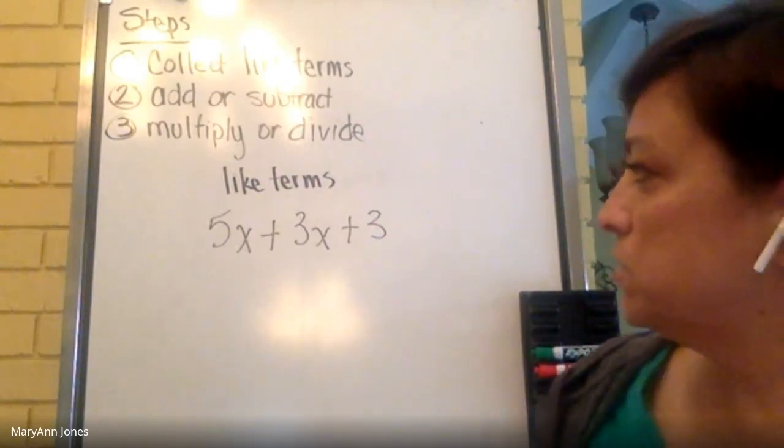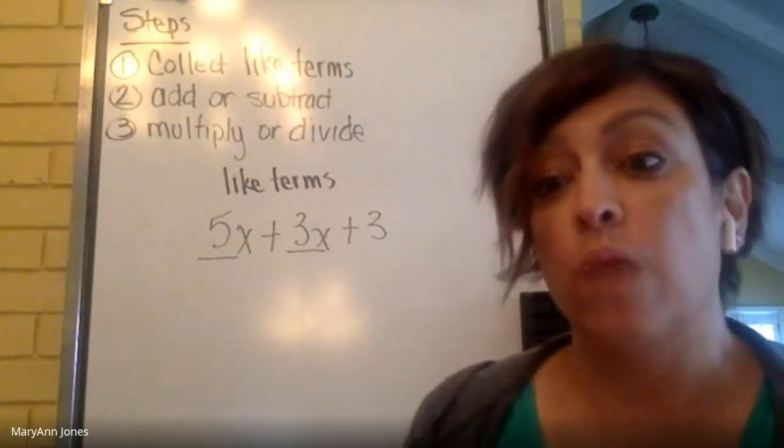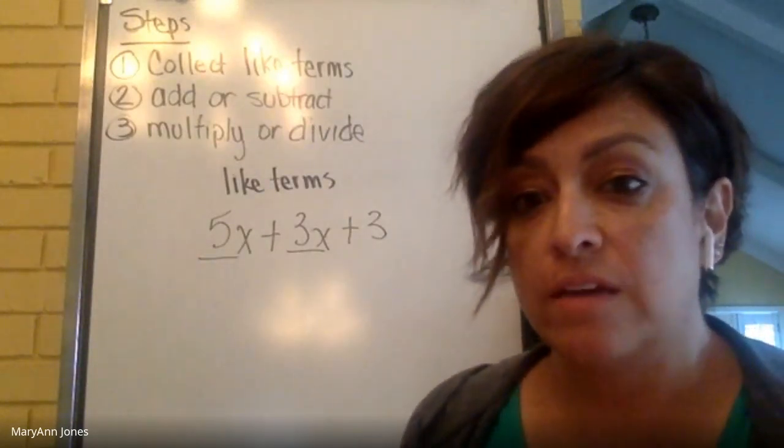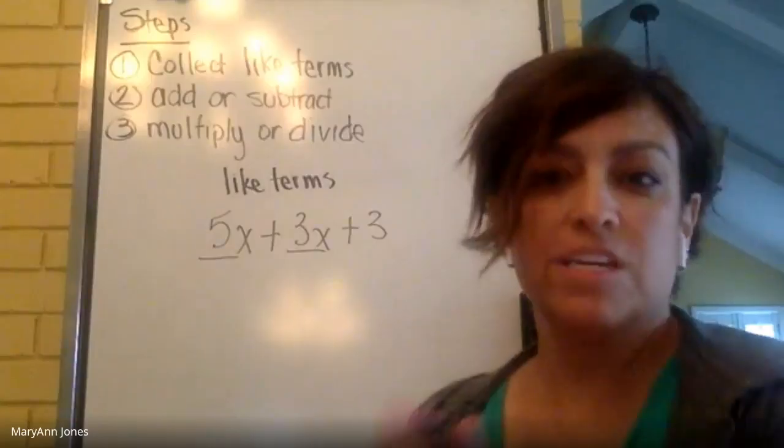Destiny, can you tell me which ones are the like terms? 5x and 3x. Okay. Perfect. Yetlian, can you tell me why she chose those as like terms? Because they're the same, the 5x and the 3x have an x with each other, and then the 3 by itself. So you add the 5x and the 3x, right? Perfect.